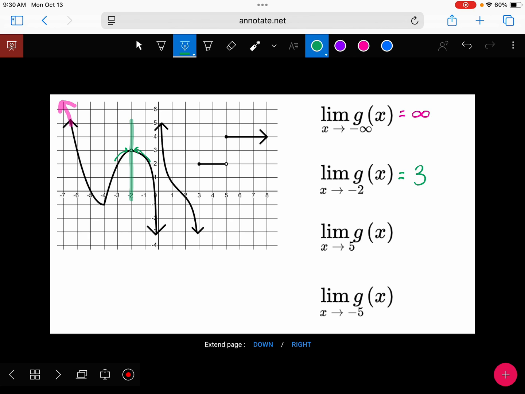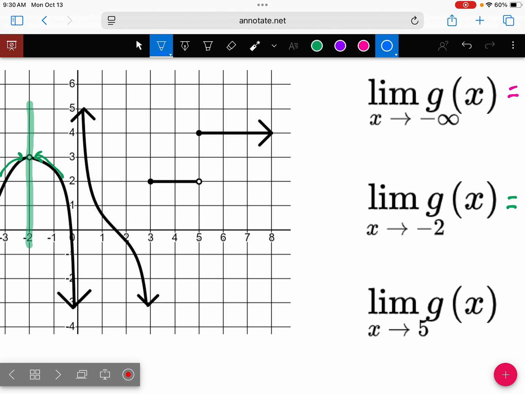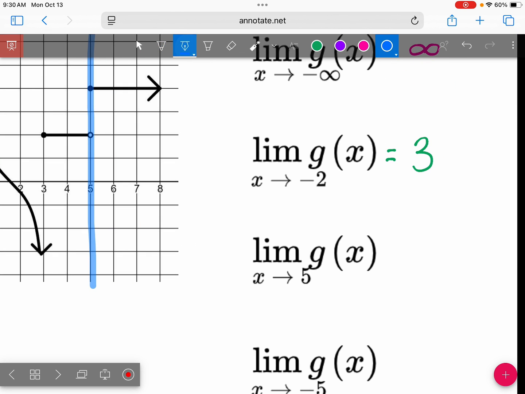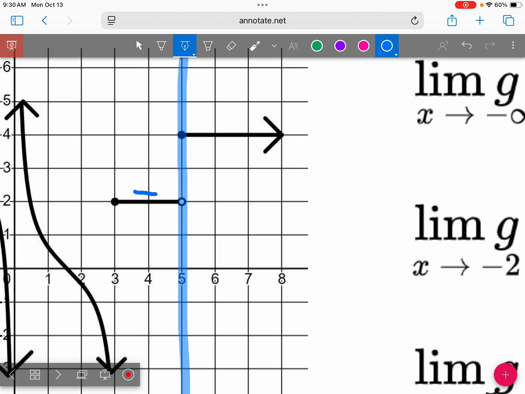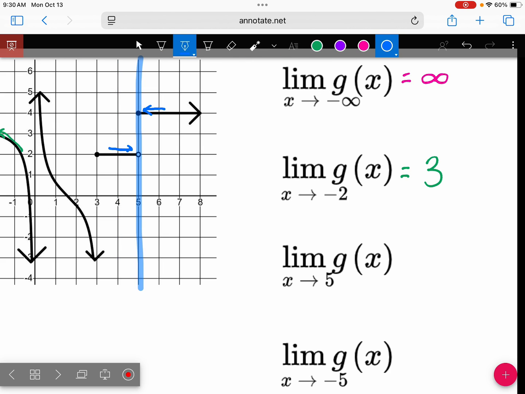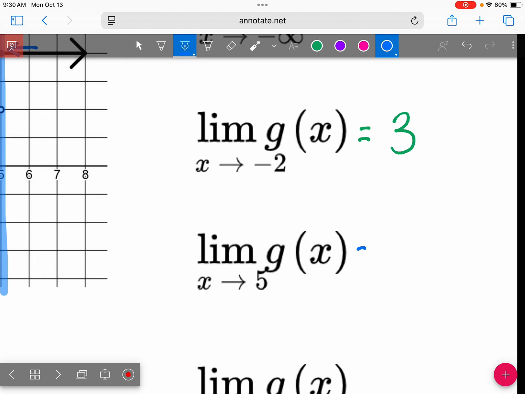How about our limit as x approaches 5? So I heard 2 answers there. Let's see what else we got. I've heard the correct one a couple of times. It does not exist. Because if I come from the left, our limit is 2. If I come from the right, our limit is 4. 2 and 4 are not the same thing, so it is not the same limit, so it does not exist.